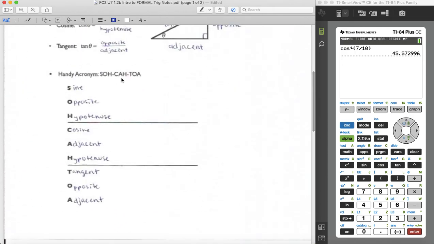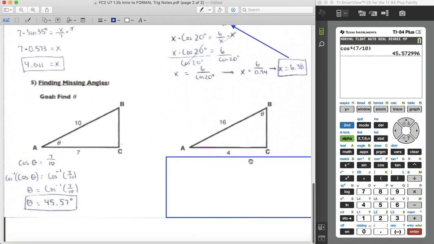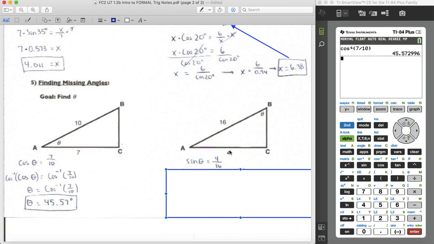Opposite hypotenuse, that is sine. So we're going to use the sine function to help us here. The sine of our unknown angle, theta, is equal to opposite divided by hypotenuse. So the sine of theta equals opposite divided by hypotenuse, 4/16. What do we do to both sides? Give you a second to think about it.